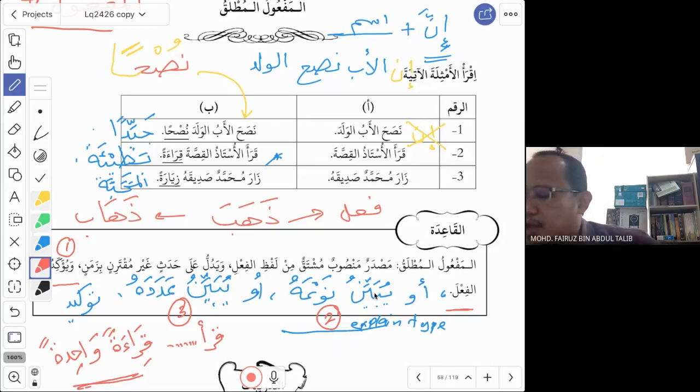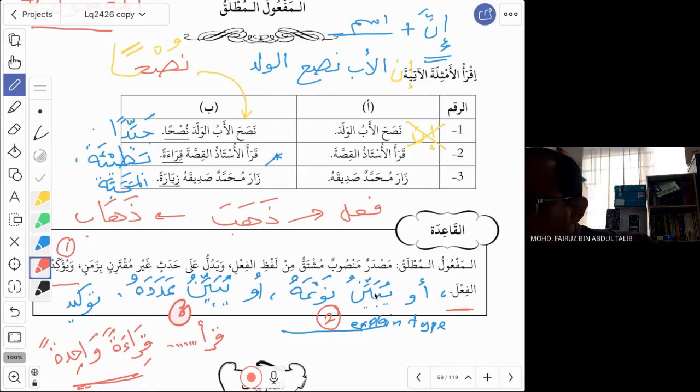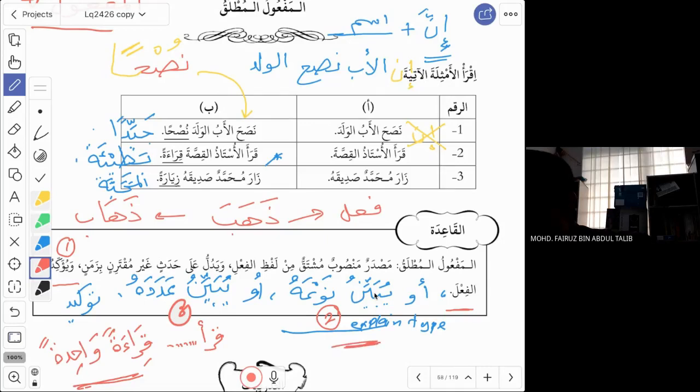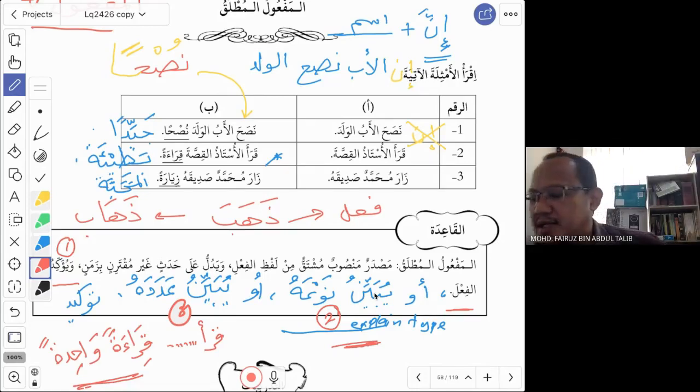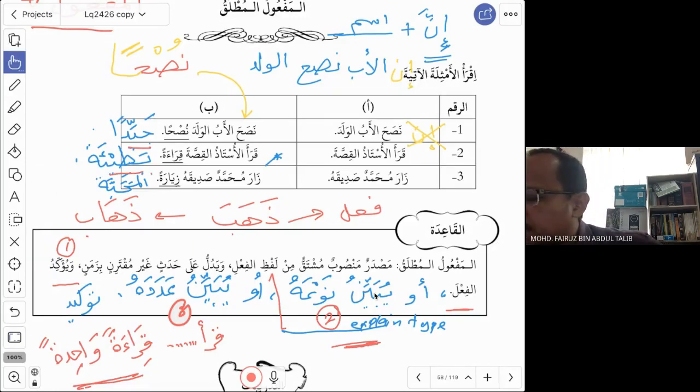But for the exam, we just focus on the first one and the second one, because sometimes they will put the second one. The third one we leave, because for the third one we need to learn another lesson. The masdar will be a bit different. So we skip this part. But the second part is also similar to the first one, except that you add one word after that. So this is also another function of al-maf'ul al-mutlaq.